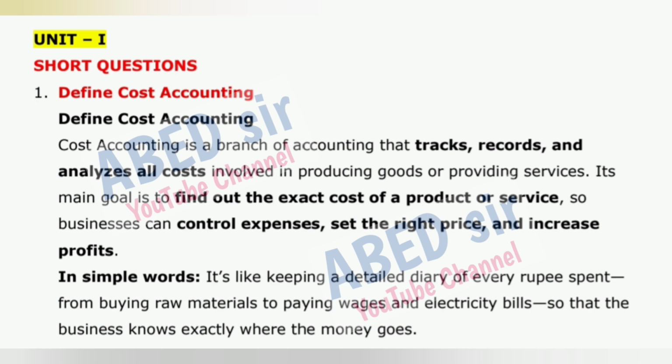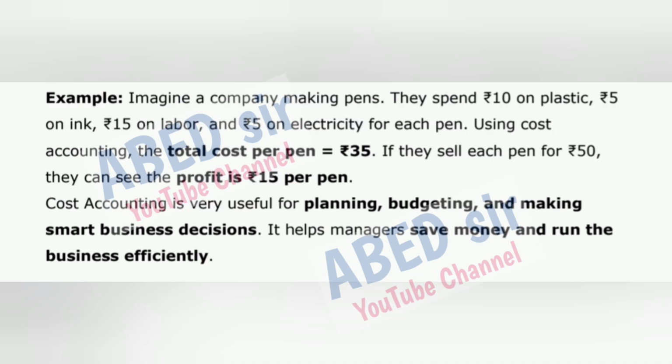In simple words, it's like keeping a detailed diary of every rupee spent, from buying raw materials to paying wages and electricity bills, so that the business knows exactly where the money goes. Example: imagine a company making pens. They spend 10 rupees on plastic, 5 rupees on ink, 15 rupees on labor, and 5 rupees on electricity for each pen. Using cost accounting, the total cost per pen is equal to 35 rupees. If they sell each pen for 50 rupees, they can see the profit is 15 rupees per pen.